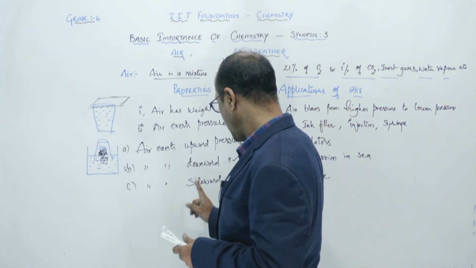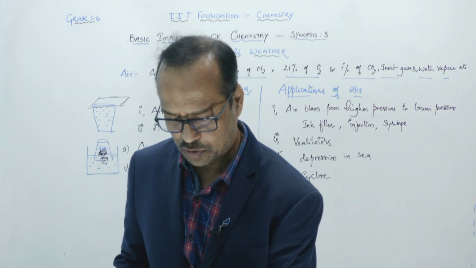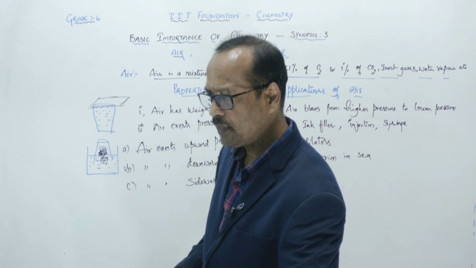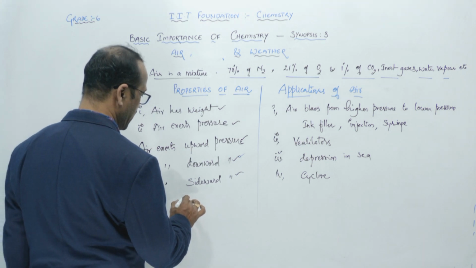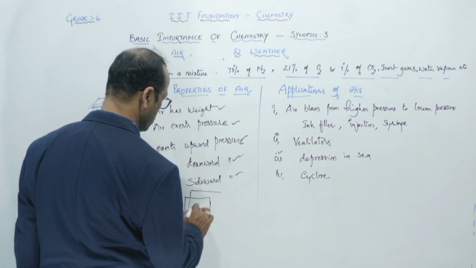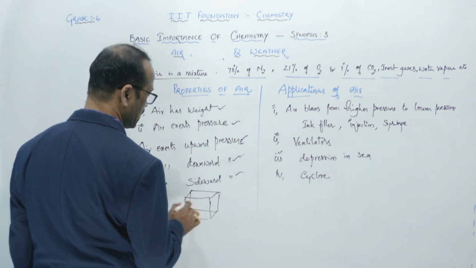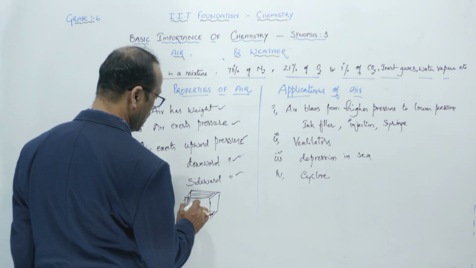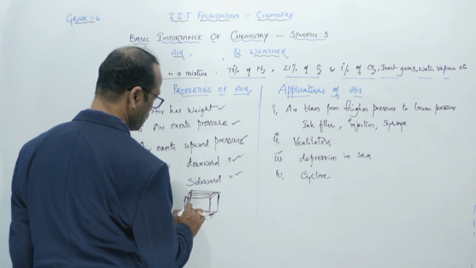Now air also exerts a pressure sideways. How can you see? For this, what you do, students? It is a very simple experiment. First, you take one thin metal tin. Tin means something like one box. So it is like one box, this is a tin box, and this side is opened, and all the rest is box.